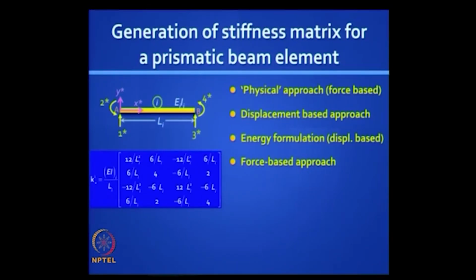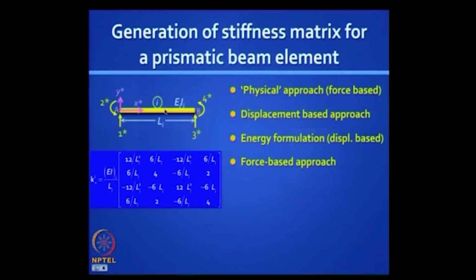Take the first column. The first column is what you get when you apply d1 star equal to 1. So let us look at that. If I lift this up by unity, but I do not allow a slope there, and I do not allow any deflection here and a slope here, you can visualize the behavior you get. You get a chord rotation, right. When I lift this up, I get a chord rotation.